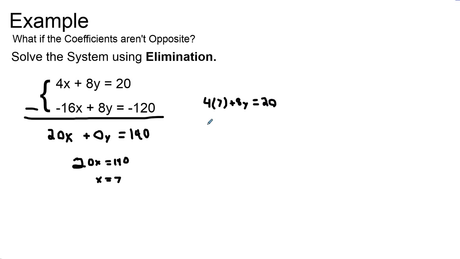All right, so I get 28 plus 8y is equal to 20. So subtracting 28 from both sides, I get 8y is equal to negative 8. And so dividing by 8 on both sides, y is going to be equal to negative 1. So my final answer, once I've done my elimination and then substituted that value in, is going to be 7, comma negative 1.